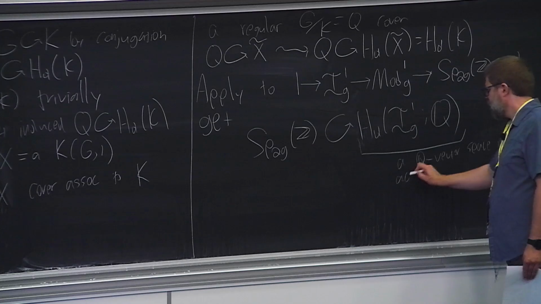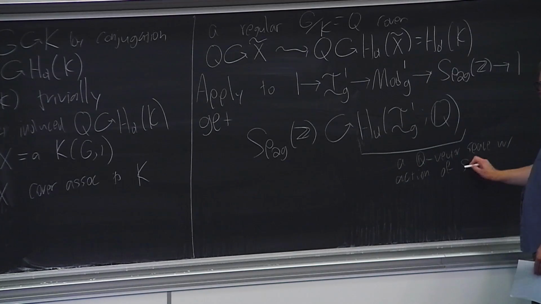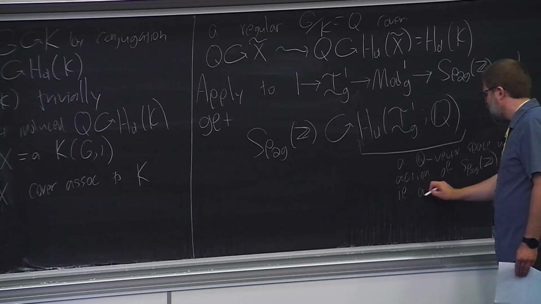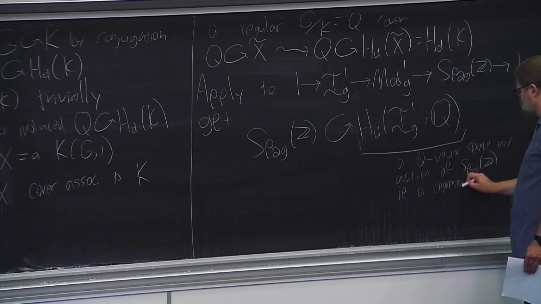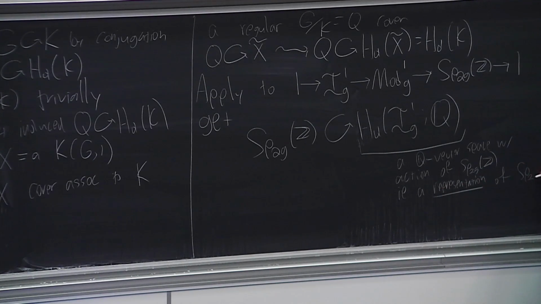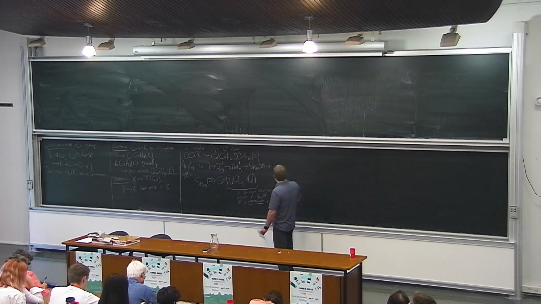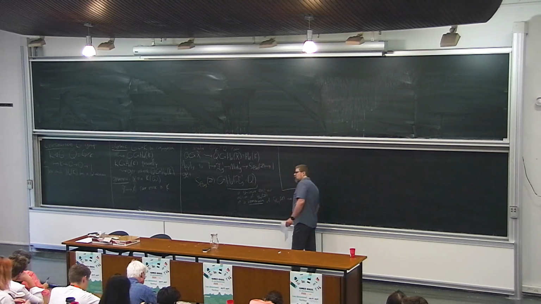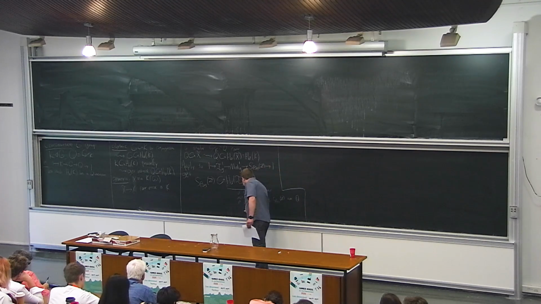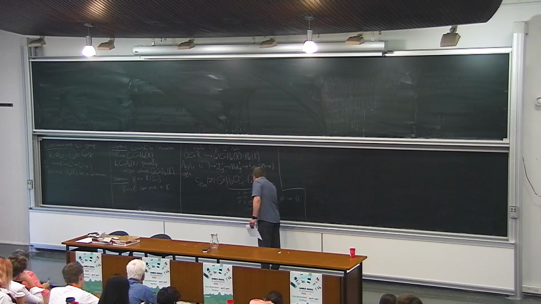with an action of the symplectic group Sp_2g(Z), i.e., this is a representation of the group Sp_2g(Z) over Q. Okay, so each homology group of the Torelli group is a representation of the symplectic group. Now, remember, these things are often infinite dimensional.